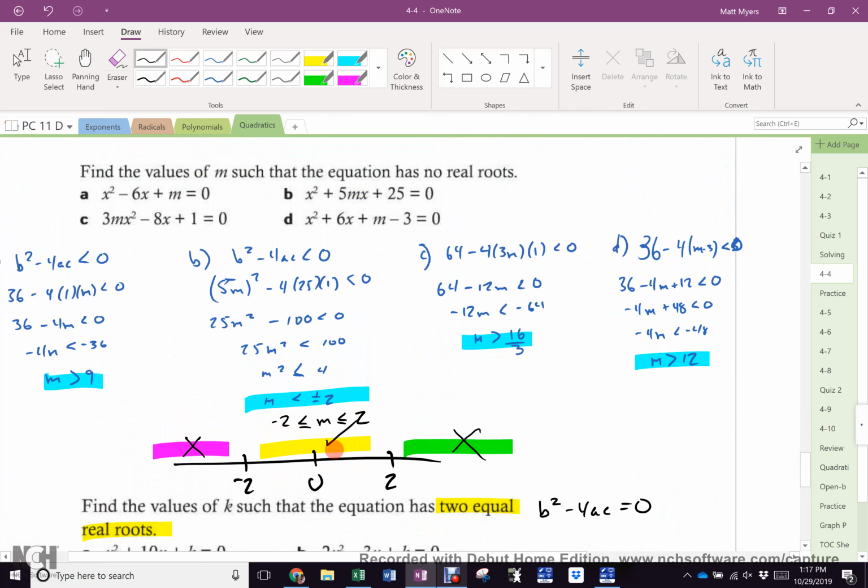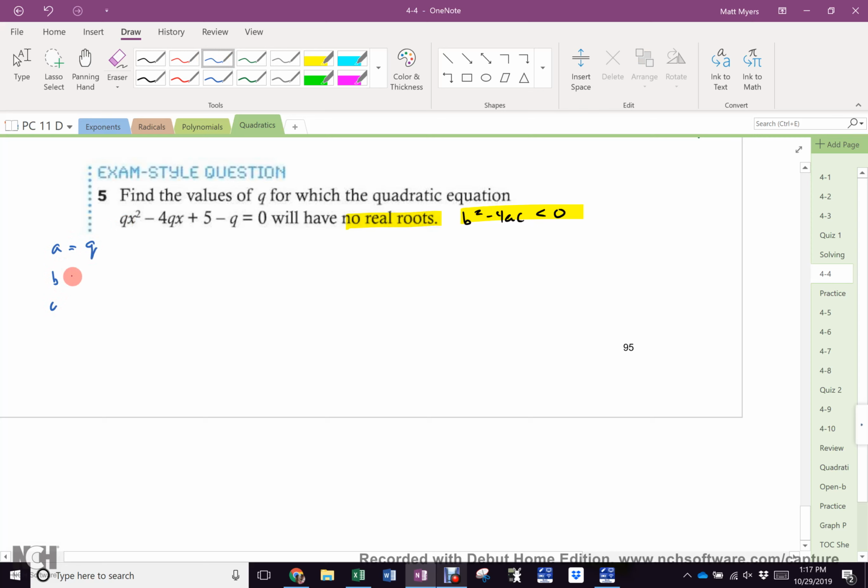So we all agree that it's got to be less than 0, yeah? For no real roots, right? And we got to have our A, our B, and our C. Our A, really easy, Q. Our B, really easy, 4Q. Our C, really easy, 5 minus Q, right? So now we run it through here. B squared, well, that's 4Q squared minus 4 times A, which is Q, times 5 minus Q, which is C, correct? Yes, Alex.